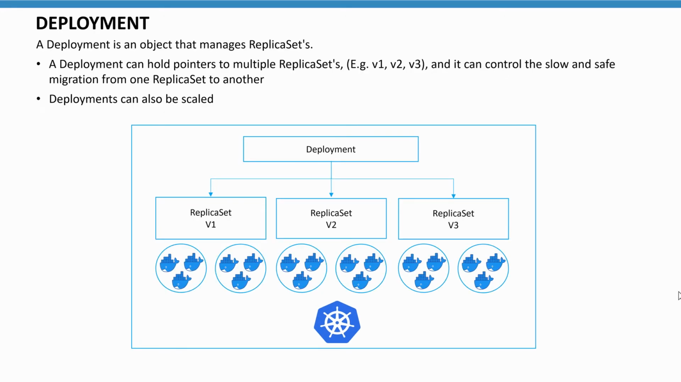Deployment. Deployment is an object that manages replica set. The deployment can hold pointers to multiple replica sets, so it can control the slow and safe migration from one replica set to another. Look at the diagram. One deployment holds multiple replica sets, and each replica set has its own pods. Deployments can also be scaled in Kubernetes.